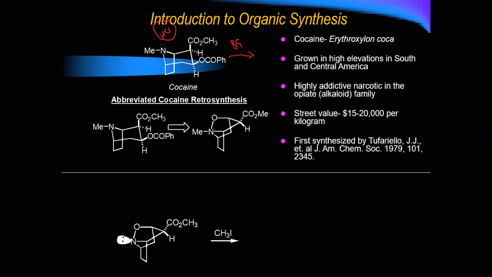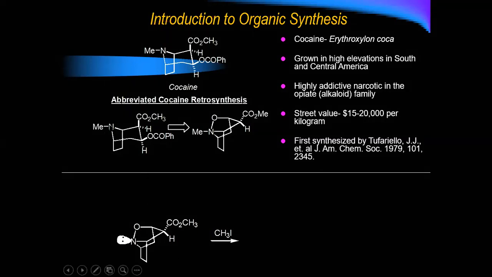One reaction, let me close that out. One reaction is shown down here, right? How do I get this nitrogen methylated, right? And the way to do that is to use a simple substitution reaction. You take the cocaine itself, and let me go back.